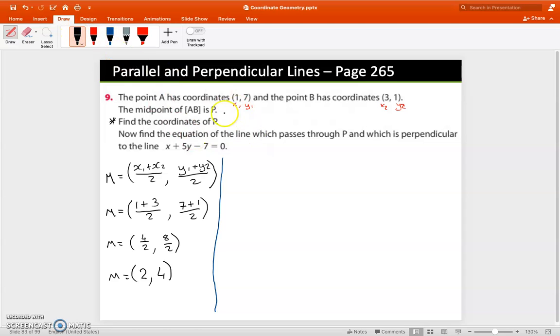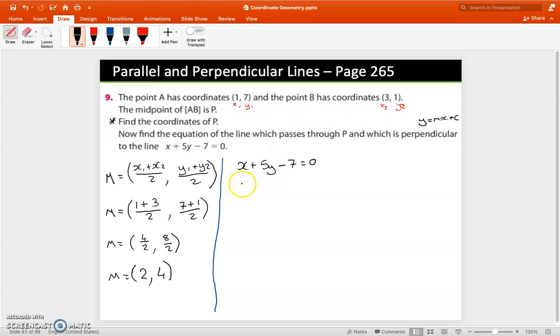Now we're going to try and go through the second part. It then says, now find the equation of the line which passes through P and which is perpendicular to the line x plus 5y minus 7 equals 0. So we're going to use this to find our slope. We have x plus 5y minus 7 equals 0, right? So we're going to need to use this formula, y equals mx plus c. So we put everything else except for the y on the right hand side, and then whatever number is in front of the x, that's going to be our slope. But remember, it has to be a positive 1y.